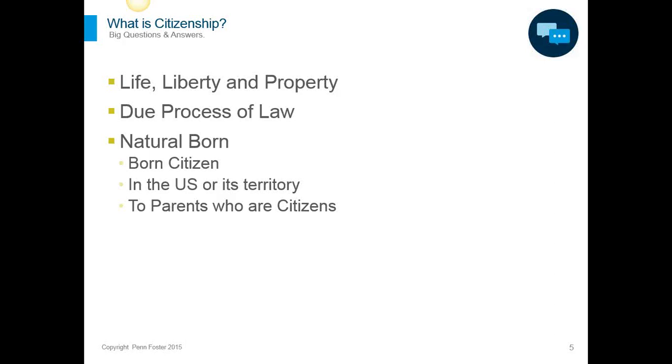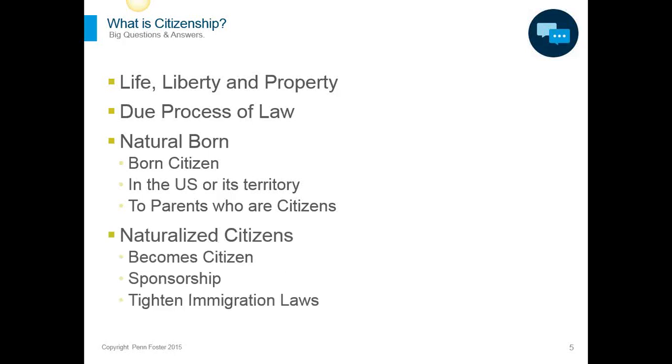Also, you are a natural-born citizen if your parents are also citizens. So even if you are born outside the country, as long as your parents are American citizens, you are automatically given that citizenship. The other form of citizenship is called naturalized citizen.